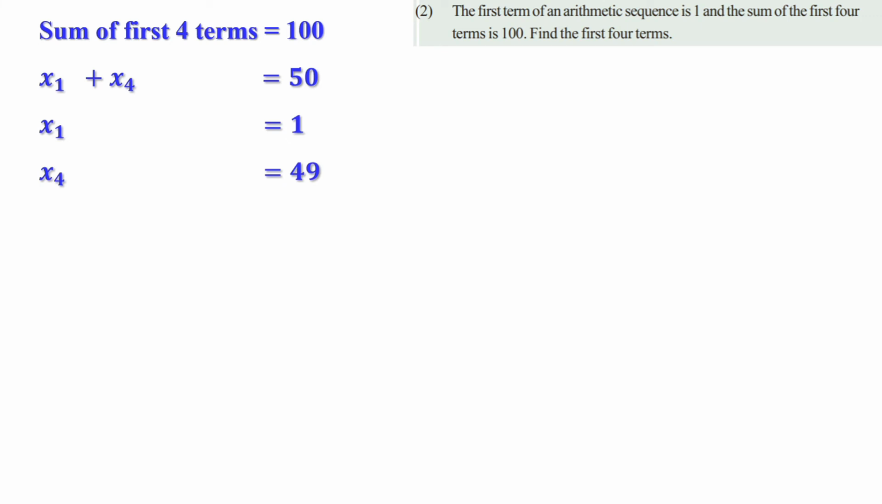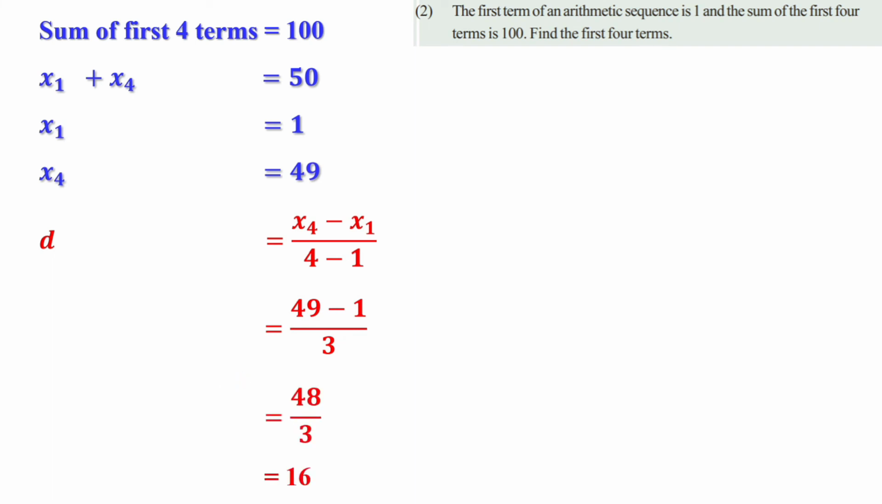Now we have got two terms. The first term is 1 and the fourth term is 49. We know the common difference is the term difference by the position difference. That is, fourth term minus first term by 4 minus 1. Here the fourth term is 49 and the first term is 1. So we can write it as 49 minus 1 by 3, and that is 48 by 3, or 16. So the common difference is 16.